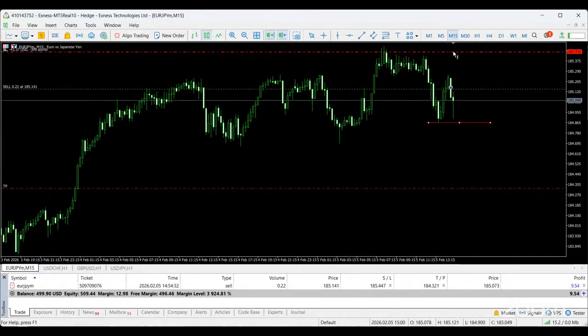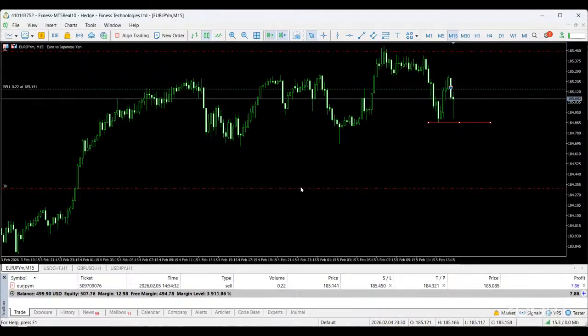So if it goes ahead to break these two lows here, I'll break even. I'll bring my stop loss to entry, and then I'll just allow it to play out all the way to this level. All right, so this is my target. This is what I'm looking out for on Euro JPY. I've already given you the commentary and analysis so that you would understand how I took the trade, why I took the trade, and where I'm taking the trade from.